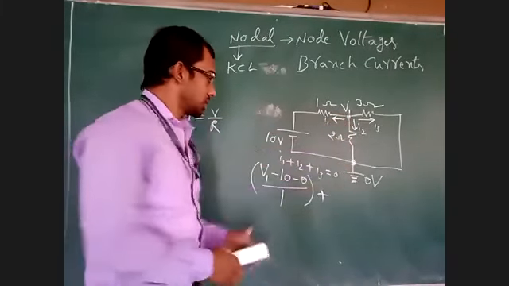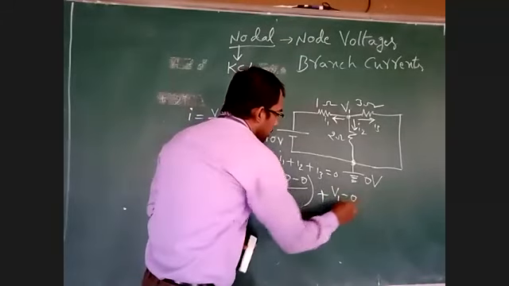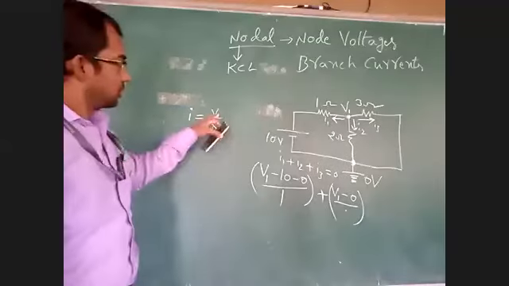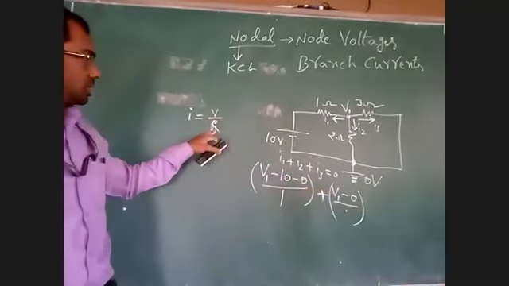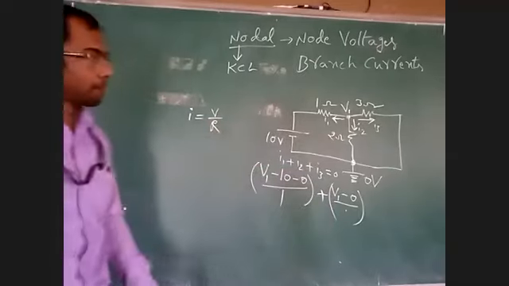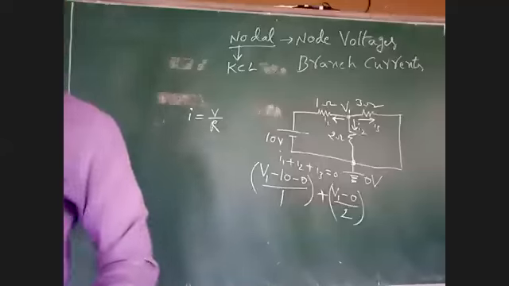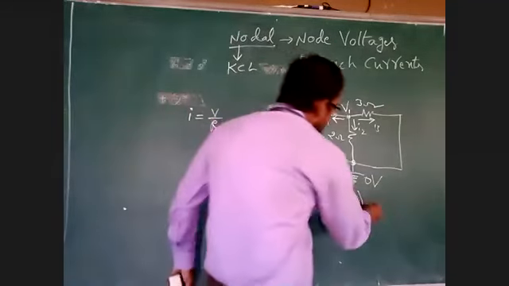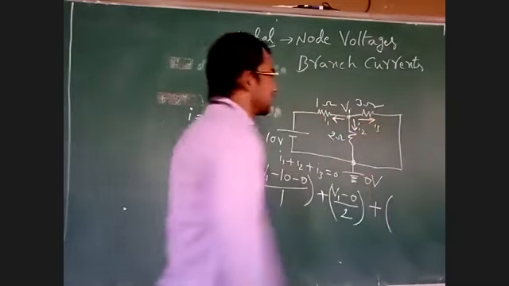V1 minus 0, divided by, the voltage I have written here. In the denominator, resistance is there. What is the resistance? 2 ohms. In that path I2, only a resistance of 2 ohms is there. What is I3 now? V1 minus 0 by 3.